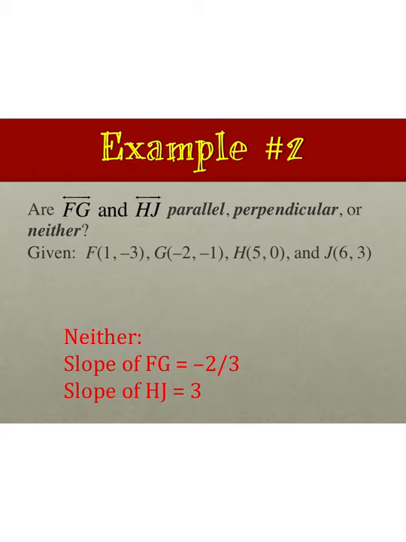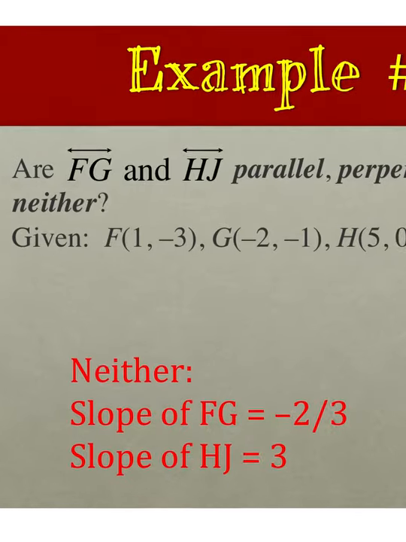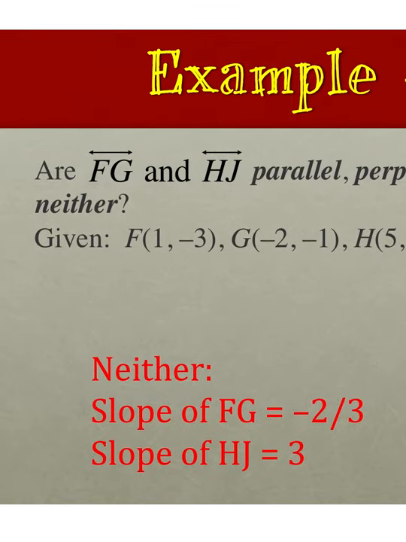All right, so here we have our first example. We're going to figure out if FG and HJ are parallel, perpendicular, or neither. So we're given the points F, G, H, and J. So what I have to do is find the slope of each of these. So first I'm going to find the slope of FG. Now a lot of times kids will find the slope of FG and then say yes. I'm like, that's not really answering the question. Sorry, this is a little messy.